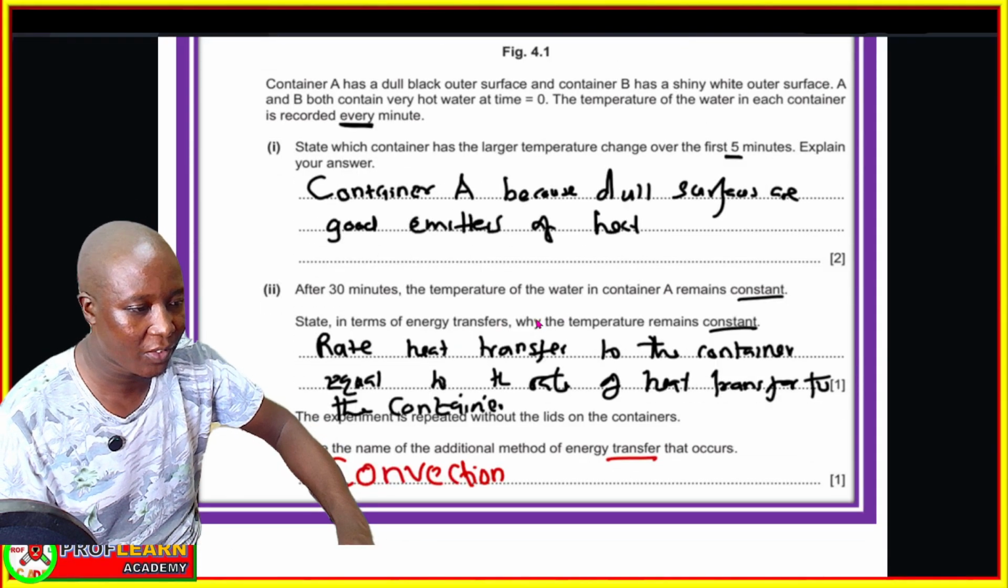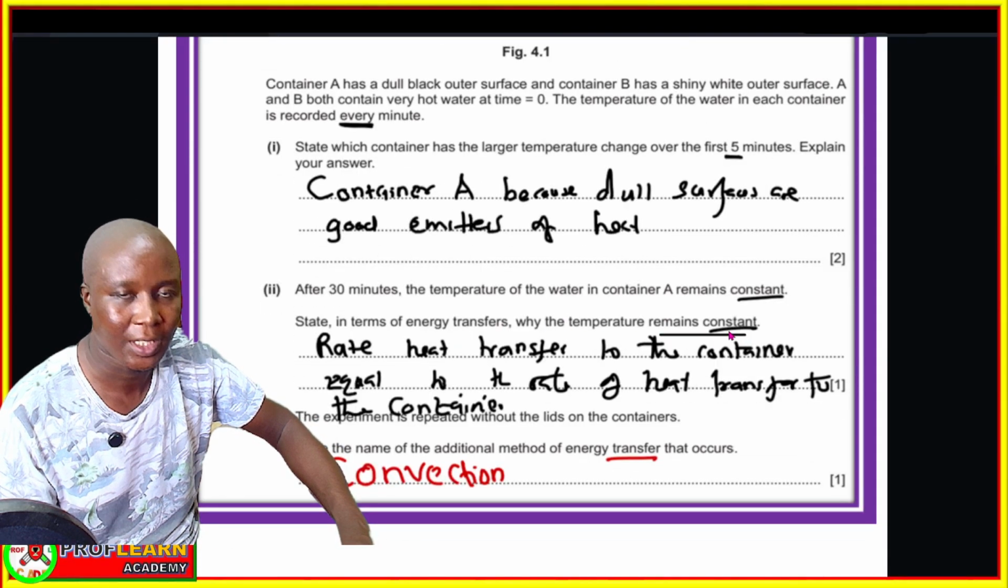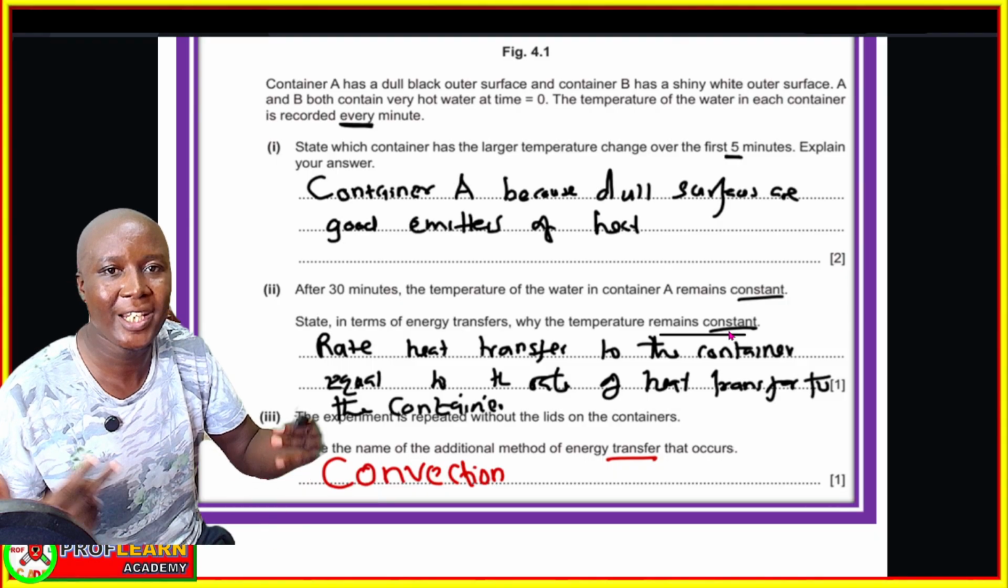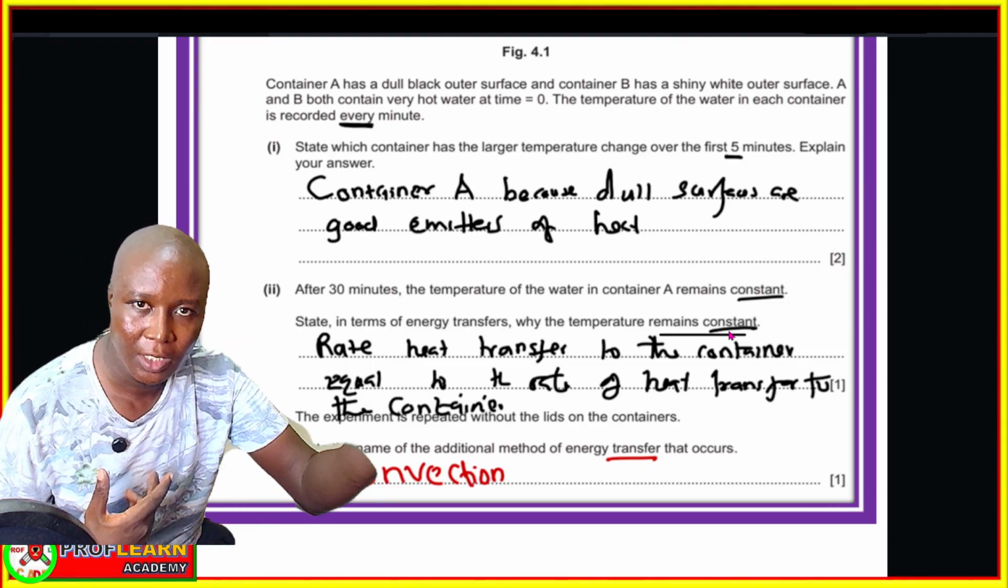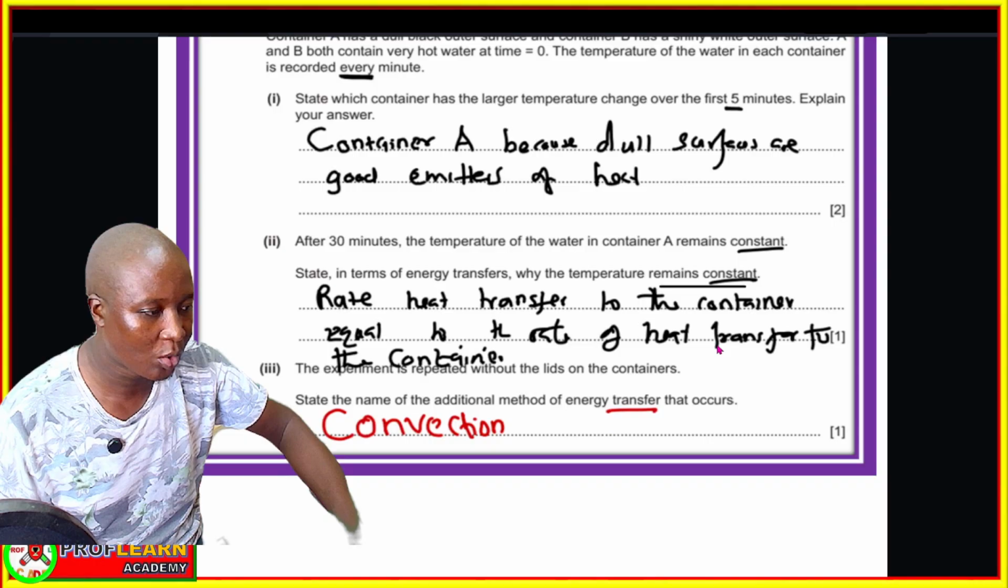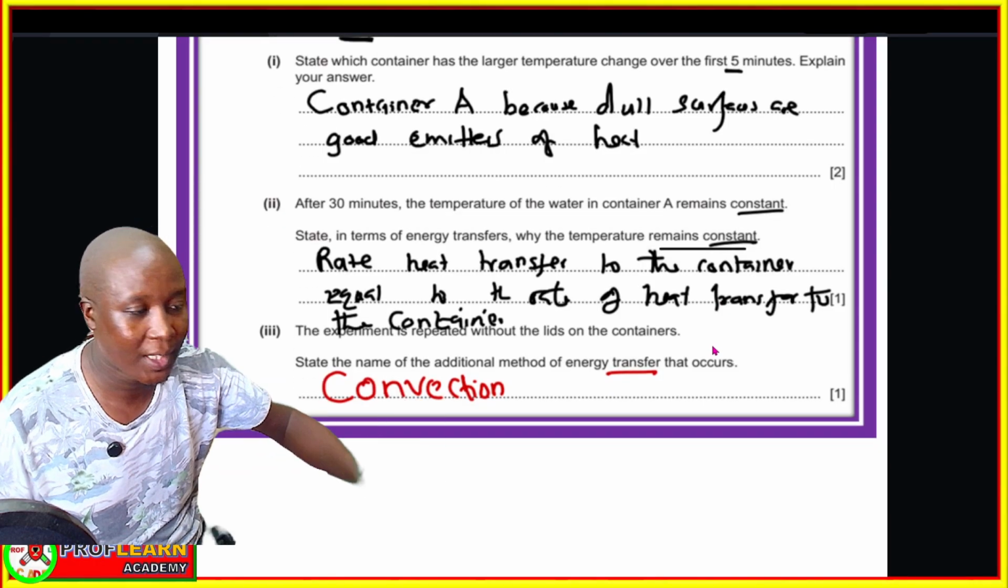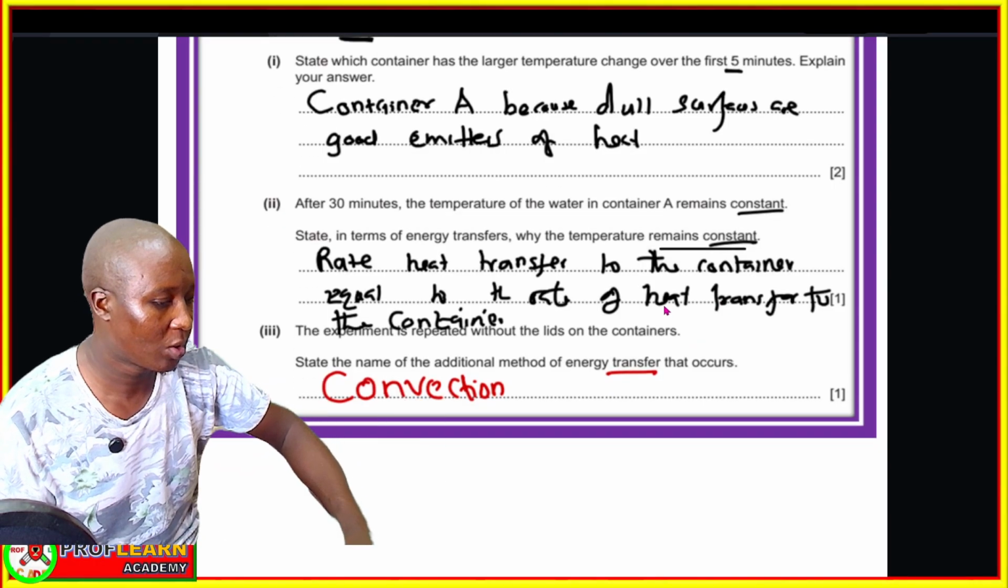State in terms of energy why temperature remains constant. Temperature will remain constant if energy absorbed is equal to the energy lost. So that is what the student was supposed to say. Some students cried, some students got this question right.